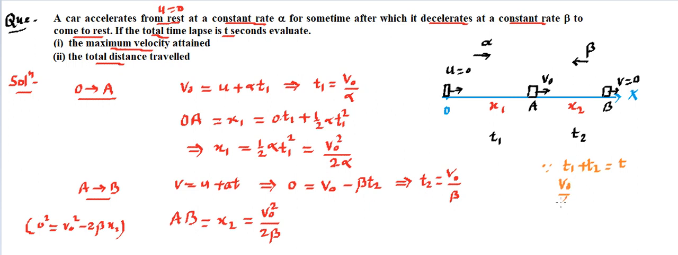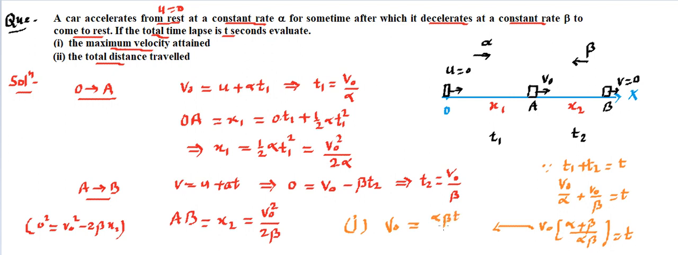So it's going to be v naught by alpha plus v naught by beta, equal to t. Now you take this v naught outside, so you are going to get v naught into alpha plus beta divided by alpha beta is equal to t. So from here the answer of the first part, which is the maximum velocity, v naught, is going to be alpha beta into t divided by alpha plus beta. Making sense? So this is how we are able to solve the first part of this particular question. Now once we have understood this first part, can we find the answer of the second part as well? We can.